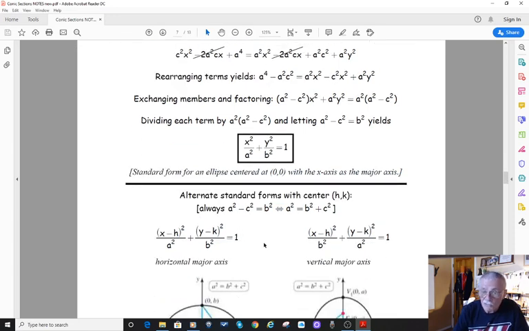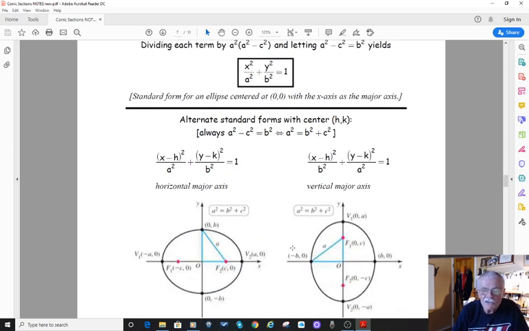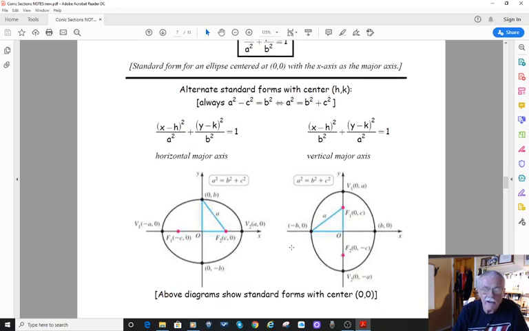Now, what we can also do is a translation, meaning instead of the center being at 0, 0, it can be at h, k. We've seen that kind of thing before with circles and with parabolas, so this should not be a surprise. So here's the idea. If the center is at h, k, instead of having just an x squared, we have x minus h. Instead of having just a y squared, we have y minus k. And then it gets squared, of course. This would be if the major axis is vertical, and this is the form if the major axis is horizontal.